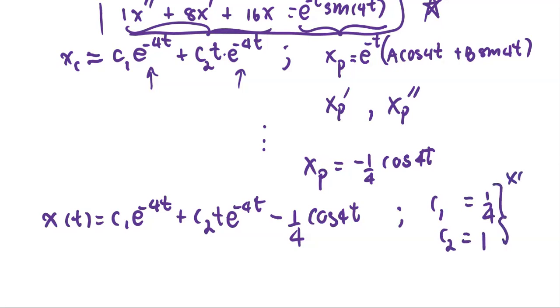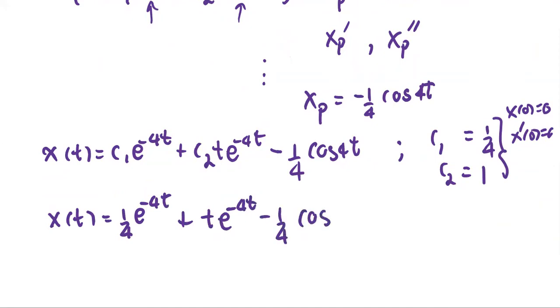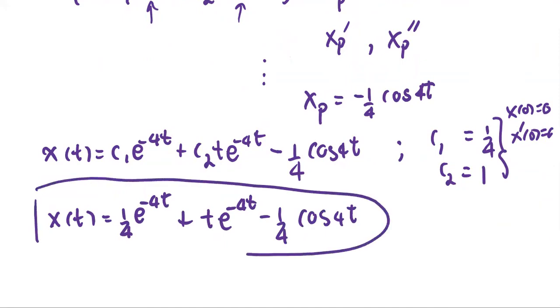From using x at 0 equals 0 and x prime at 0 equals 0, you get these two numbers. I feel like it's tedious if I show you again how to work on it, so I'll just give you the overview. Therefore, the solution is 1 over 4 e to the negative 4t plus 1 times t times e to the negative 4t minus 1 over 4 cosine 4t. Recall, you cannot use the initial condition until you get the x p as part of the solution.